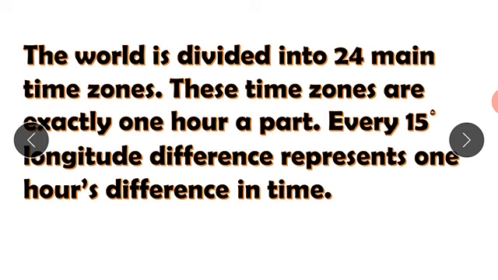The world is divided into 24 main time zones. These time zones are exactly 1 hour apart, and every 15 degrees longitude difference represents 1 hour difference in time.